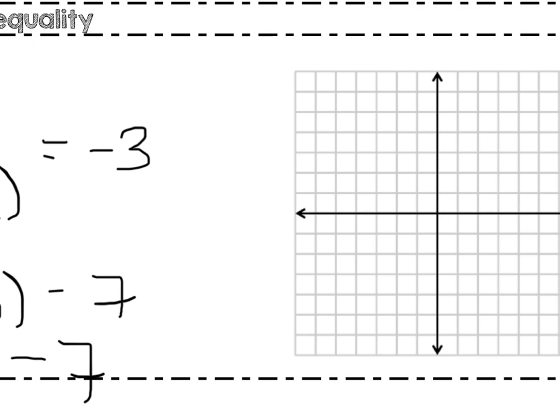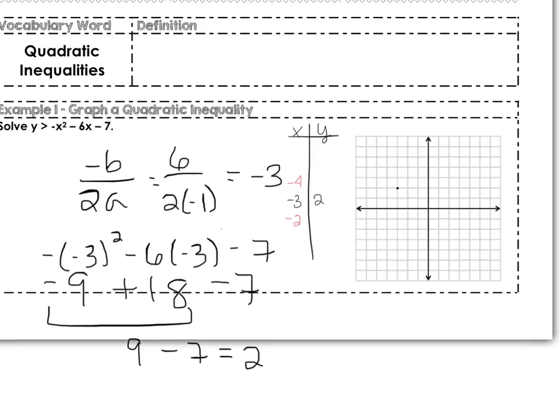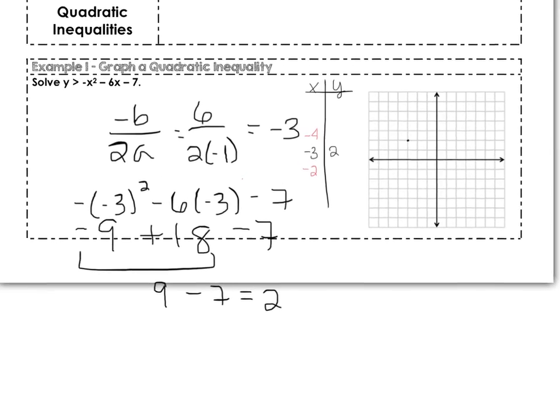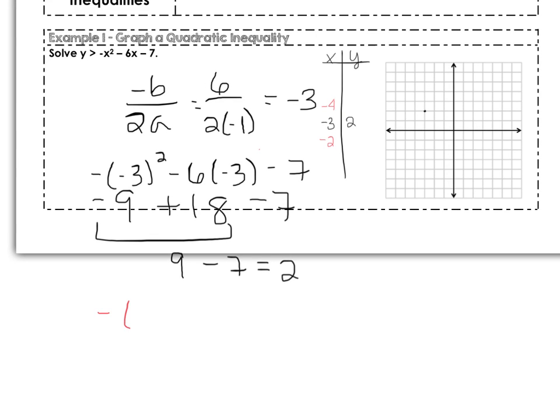Draw that little spot. Alright, so now we're going to make an xy table here. So smack dab in the middle, I'm going to put negative 3, 2. And then I'm going to plug in either negative 4 or negative 2. Now, it would make more sense for me actually to plug in negative 2. They're both the same distance away, so it doesn't matter which one I plug in. So we're going to do negative 2 squared minus 6 times negative 2 minus 7. So we end up with negative 4 plus 12 minus 7.